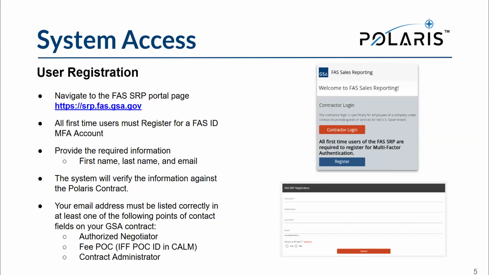The system will verify the information against your Polaris contract. Please ensure that the email address used to register is listed correctly in at least one of the following points of contact fields on your GSA contract, either as an authorized negotiator, a fee POC, or a contract administrator.